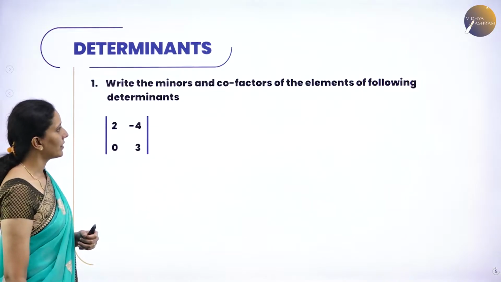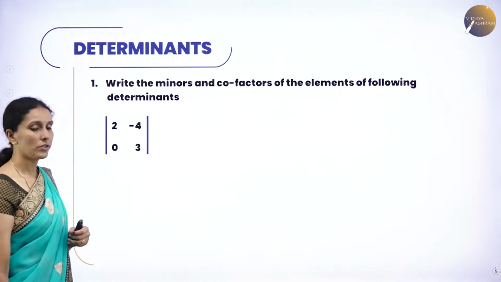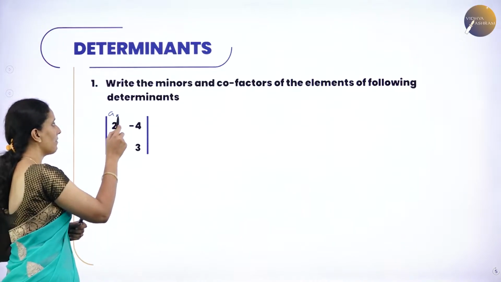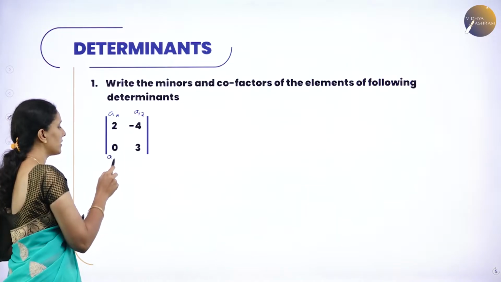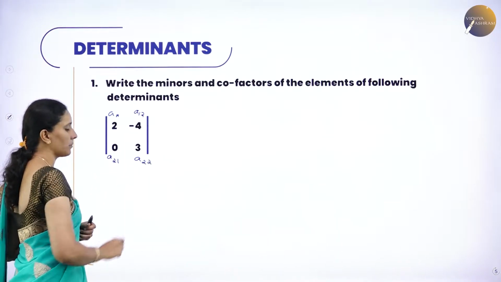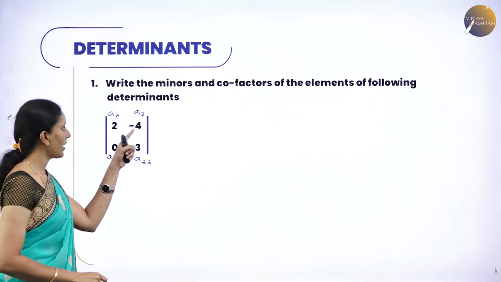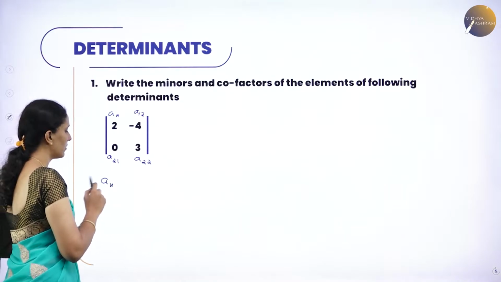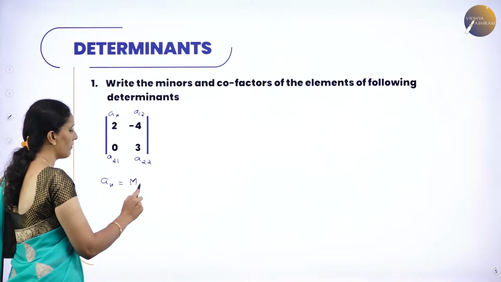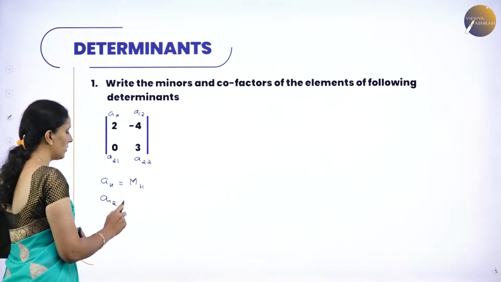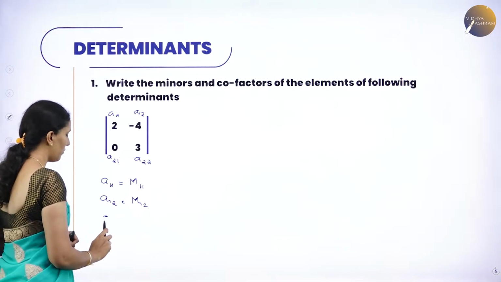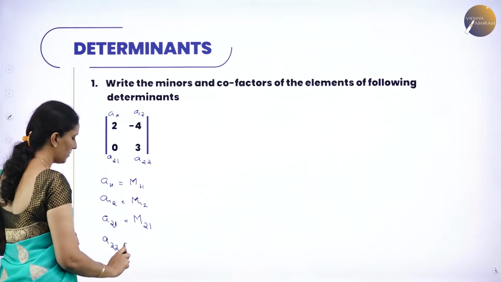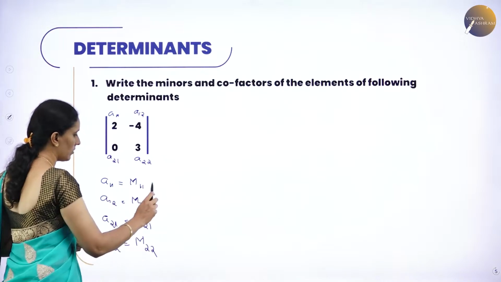Write the minors and cofactors of the elements of the following determinants. Here we have 2, minus 4, 0, 3. Let me take these as A11, A12, and here A21, A22 elements. I am writing the minor of 2, minor of minus 4, minor of 0 and minor of 3. For A11 the minor is M11 and for A12 the minor is M12. For A21 the minor is M21, and for A22 it is M22. So these are the minors.